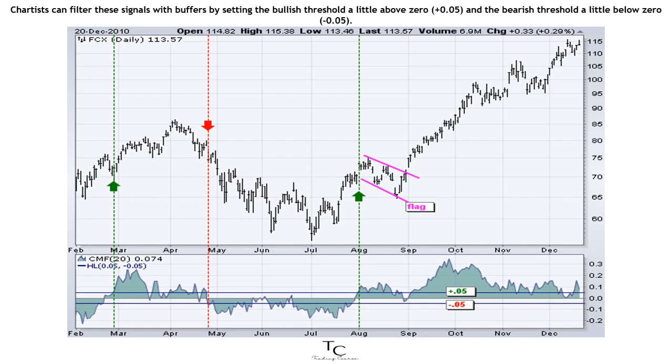Chartists can filter these signals with buffers by setting the bullish threshold a little above 0, plus 0.05, and the bearish threshold a little below 0, minus 0.05. These thresholds will not entirely eliminate bad signals, but can help reduce whipsaws and filter out weaker signals.